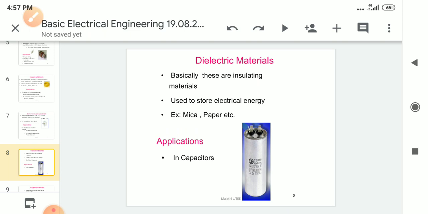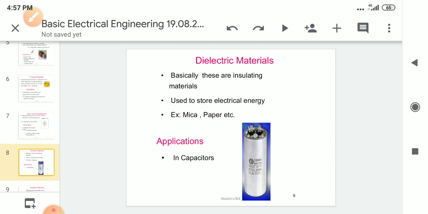However, the function of an insulating material is to prevent or obstruct the flow of current, while the function of a dielectric material is to store electrical energy. So that is the difference between a dielectric material and an insulating material. Insulating material completely prevents the flow of electrons, but the dielectric material is used to store electrical energy. This is also an important feature in our electrical engineering applications.